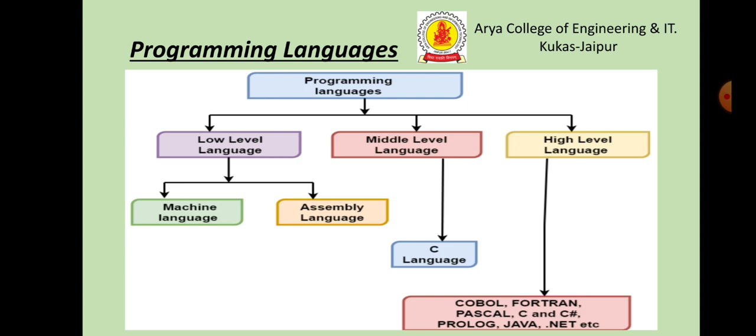Now, what are programming languages? In this diagram, computer languages are divided into three parts: low level language, middle level language and high level language. Low level language is machine language or assembly language, whereas the middle level language is our C language, and the high level languages are COBOL, Fortran, Pascal. Sometimes C is also included in high level language, and C sharp, etc.